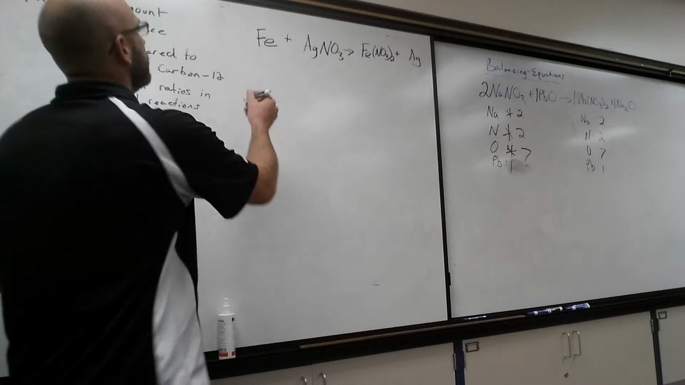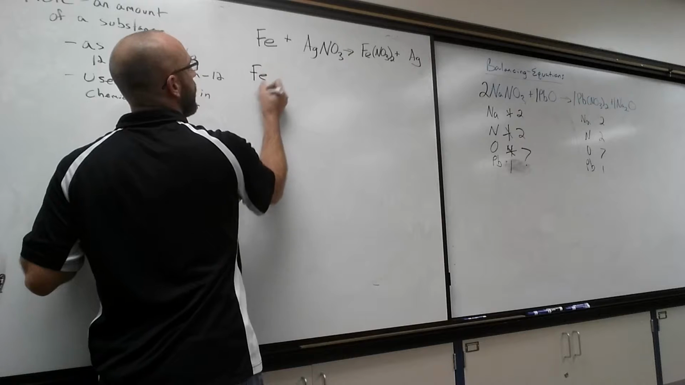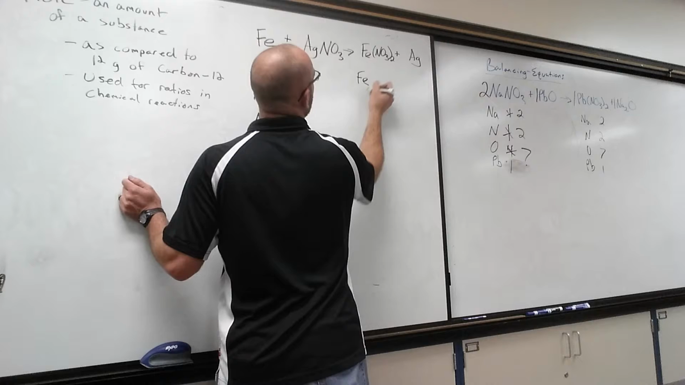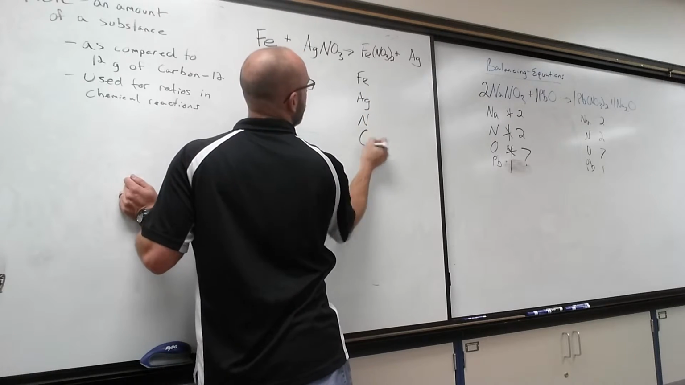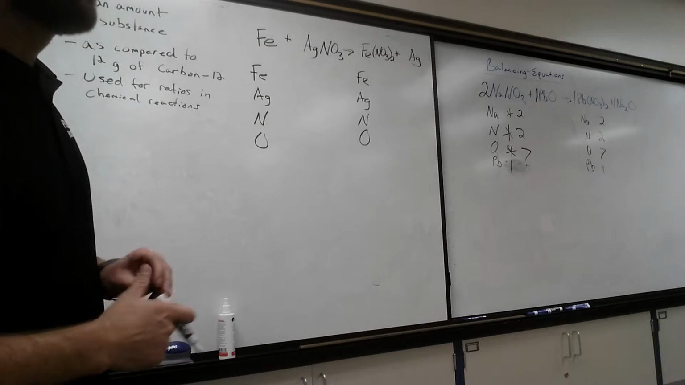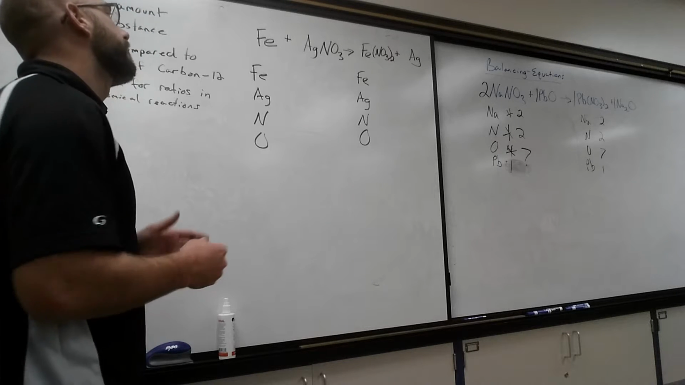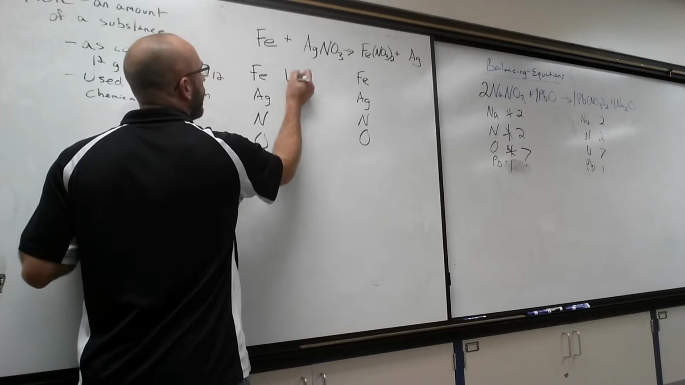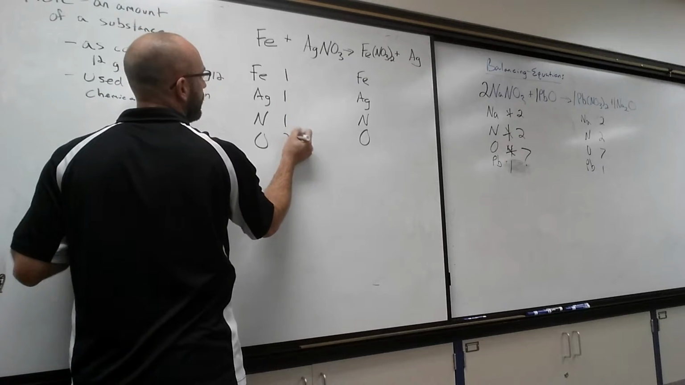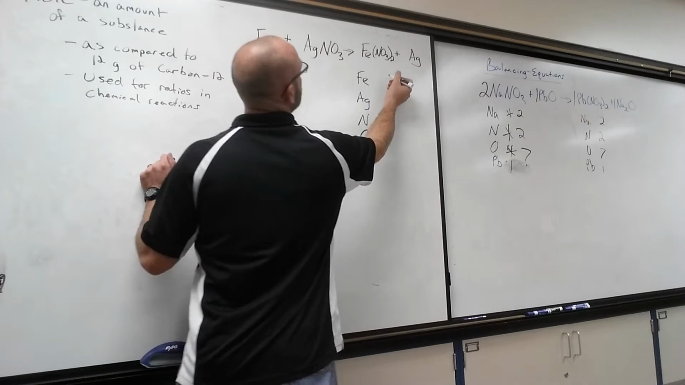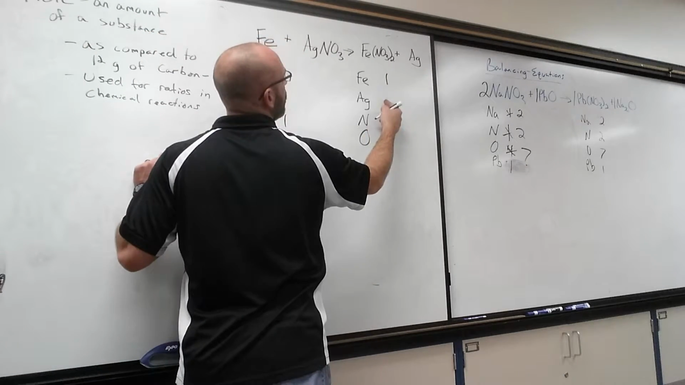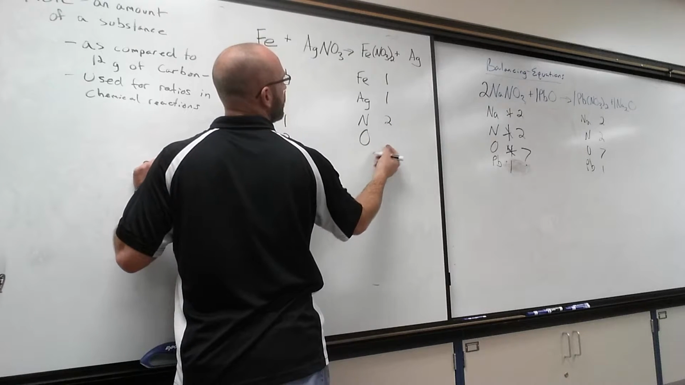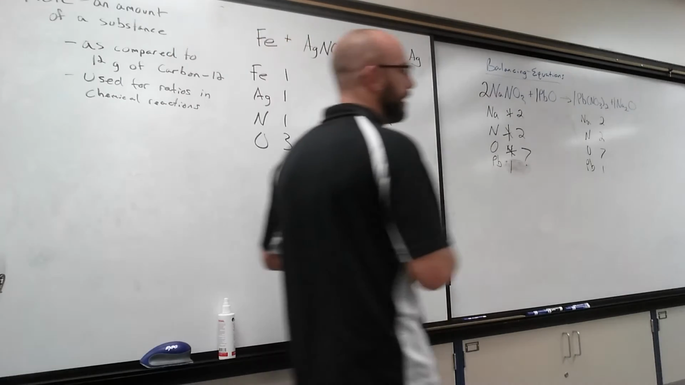All right, now let's list our elements. Fe, Ag, N, and O. To start, I have 1 iron, 1 silver, 1 nitrogen, 3 oxygens. And in my product, I have 1 iron, 1 silver. How many nitrogens do I have? 2. 2 nitrates. And how many oxygens? 6. 2 times 3.